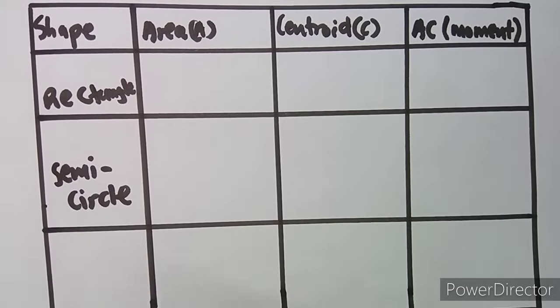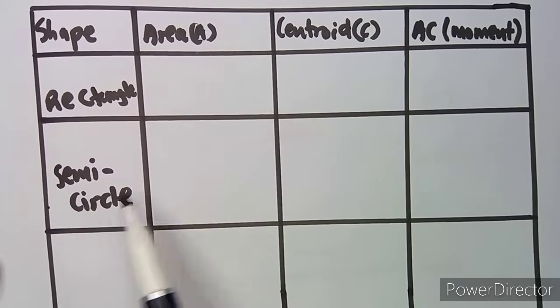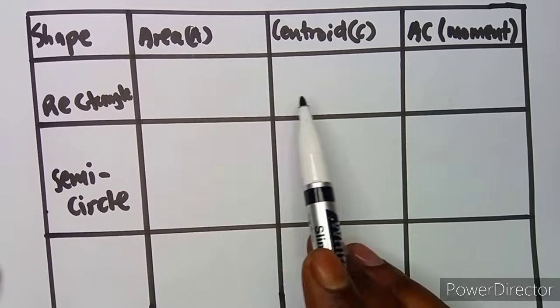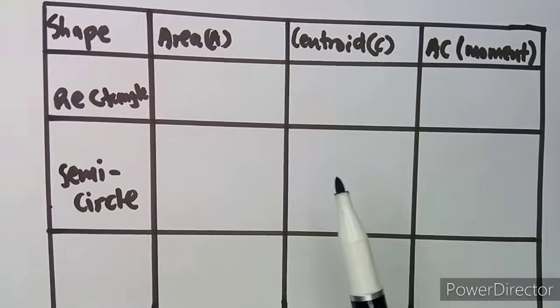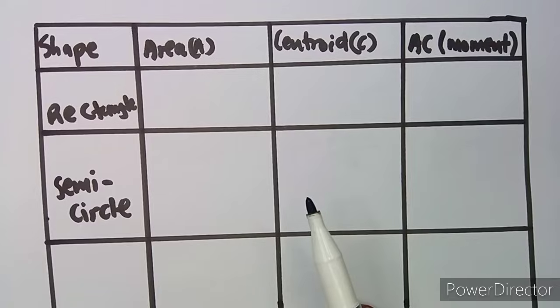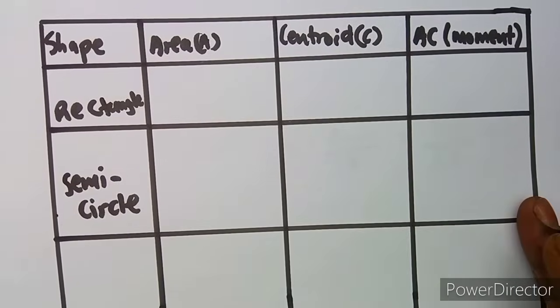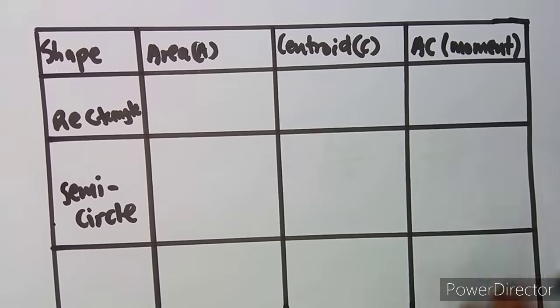We've got two shapes here, the rectangle and the semicircle. So you're going to have the area, the centroid, and AC. The area I'm just referring to as A. Let me remove this one so that it cannot disturb this. So these are the two that we are having.